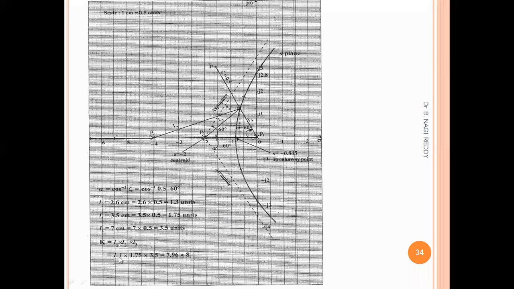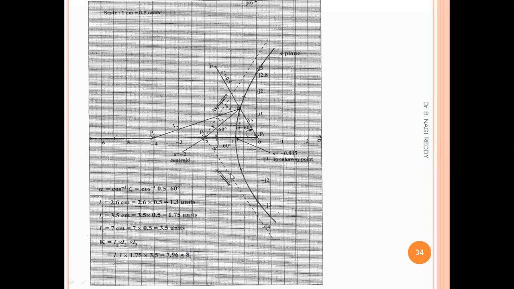So L1, L2 and L3. Here he has taken 0.5 units for 1 centimeter, so the L1, L2, L3 lengths are multiplied by 0.5. You can see that 2 boxes are considered as 1 unit, which is why he multiplied by 0.5. Don't worry about this 0.5. If you take the scale with 1 unit as 1, 2, 3 like that, you will directly get 1.3, 1.7 and 3.5.